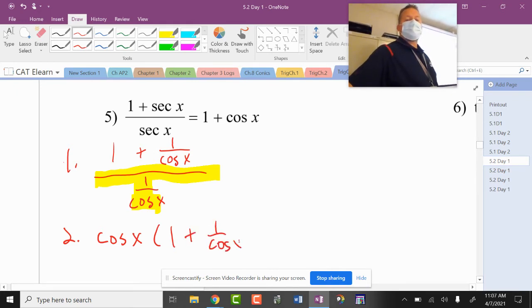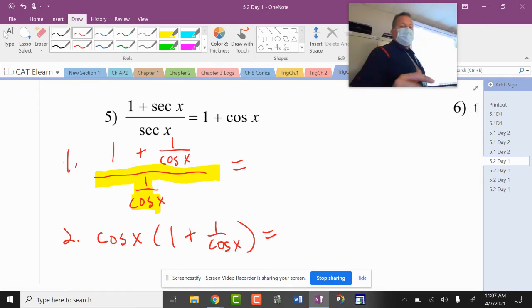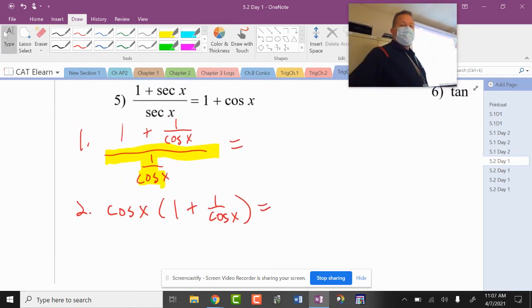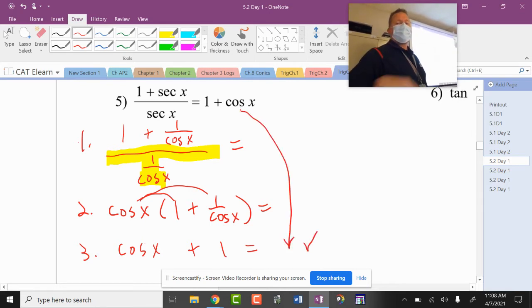Oh, and then sorry, I got a little sloppy. Equals. That also denotes I'm on a second step, along with my number 2 there. And then when you distribute, it's over, because we should know that cosine times 1 is cosine. And then what's cosine times 1 over cosine, everybody? 1. And then look at the right side. I'm sorry, my left-right's all switched up. Boom shakalaka.